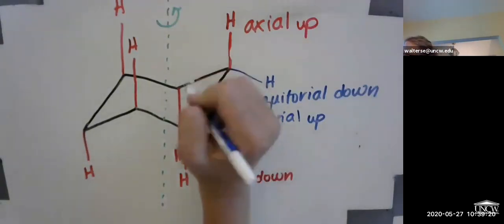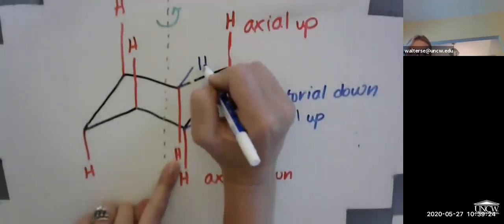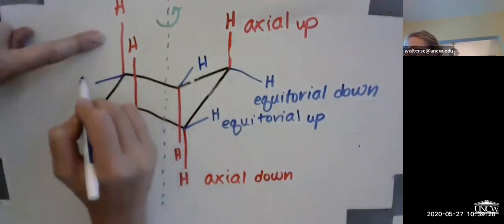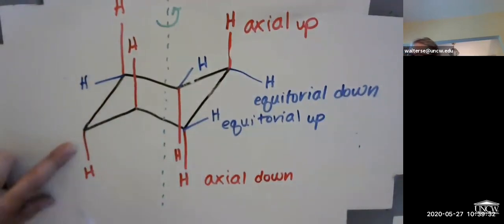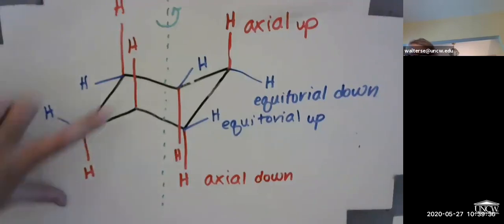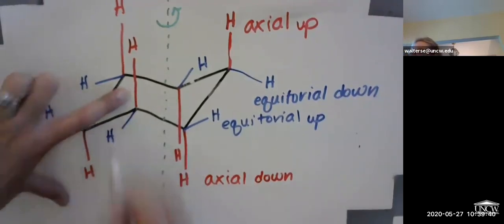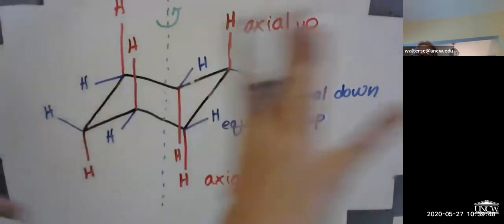This is axial down, equatorial up. Axial up, equatorial down. Axial down, equatorial up, axial up, equatorial down. None of my equatorial positions can be inside the ring. They all have to radiate out from the ring.